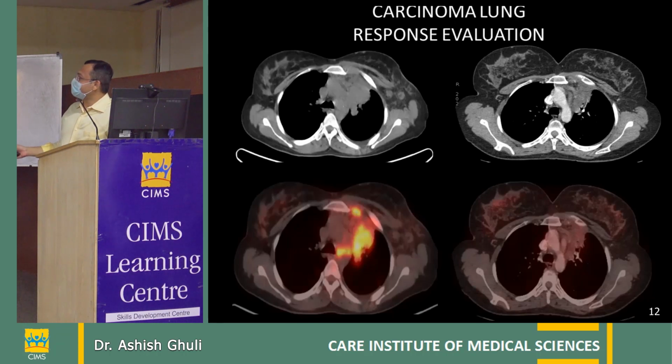Now, if you see in this case, this is a treated case of lung malignancy. This is the pre-treatment scan, this is the post-treatment scan. If you see only the CT scan, the mass is still there. But if you see the PET CT, this yellow thing, that is the uptake, is not there. So this is a case of complete metabolic regression. Only the structural disease is still left behind, which will take time to regress.